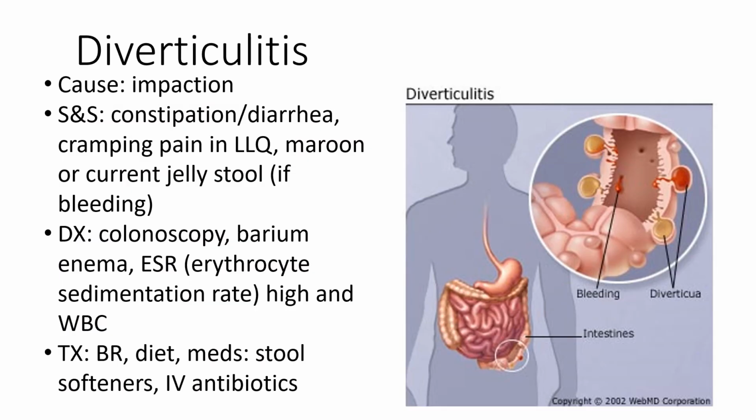Diverticulitis can result from impactions or slow moving or sluggish stool, constipation, anything that's going on in the digestive tract, usually in the left lower quadrant. And you can get maroon or jelly-like stool if there's any bleeding. Diagnosis is with a colonoscopy, a barium enema. Please make sure you're monitoring the ESR or the sed rate, and you're looking at the white blood count. Treatment includes bed rest, diet, meds. Make sure that you're using stool softeners and IV antibiotics.